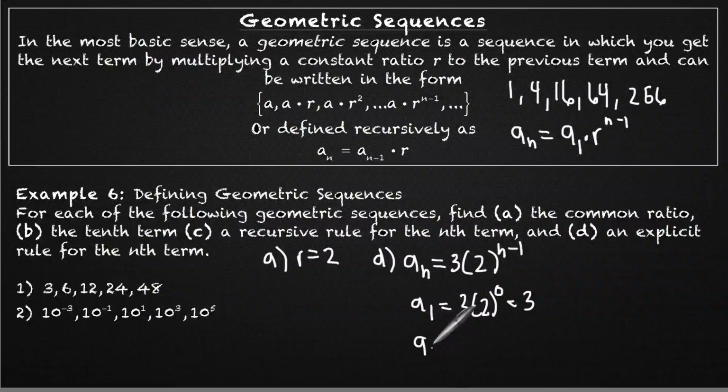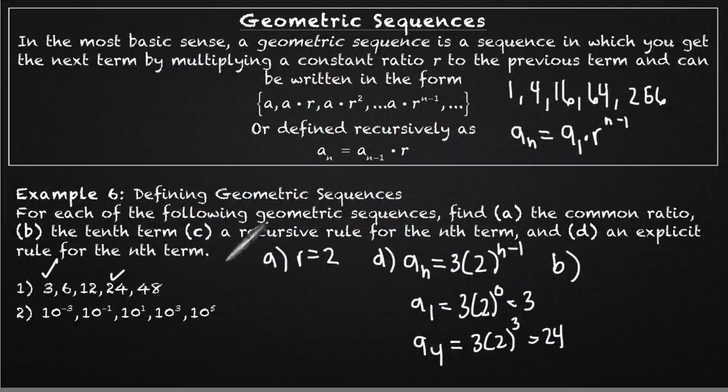All right, let's plug another one in. Let's say A4. All right, 3 times 2 to the 4 minus 1, that's 3. 2 to the third is 8, times 3 is 24. All right, bingo and bingo. That is the idea. So now let's go to letter B.